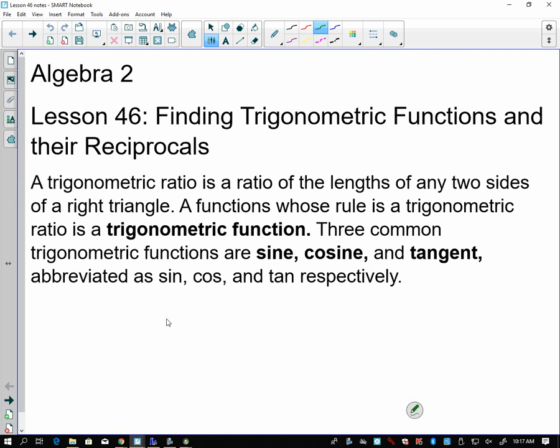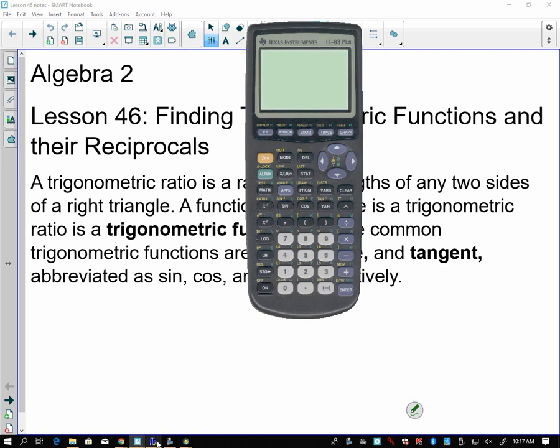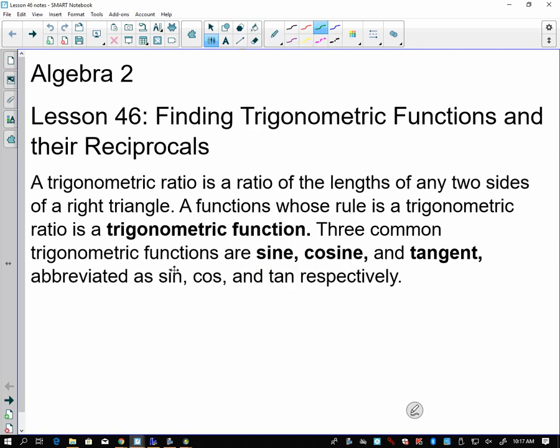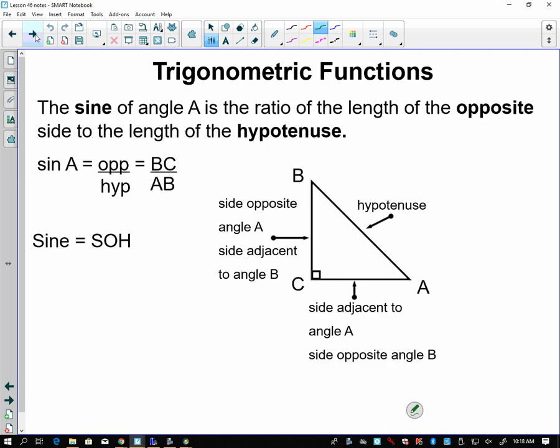And you'll find that they exist on your graphing calculator here, here, and here. Do we see those? They're abbreviated as SIN for sine, COS for cosine, and TAN for tangent. But we don't pronounce it as sin, we pronounce it as sine. So sine, cosine, and tangent.